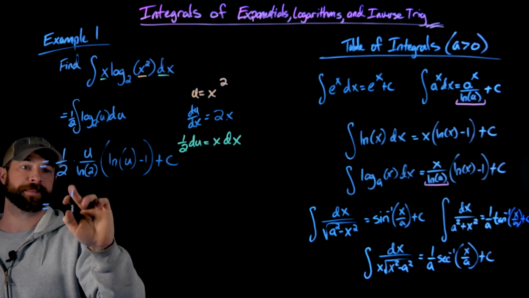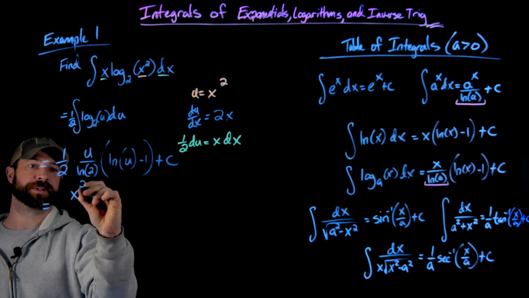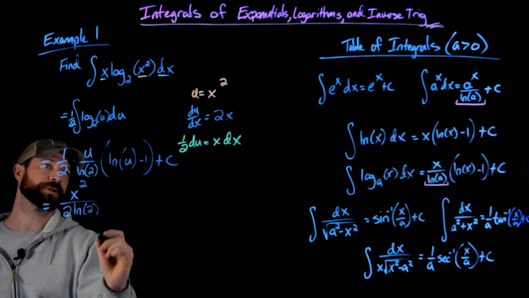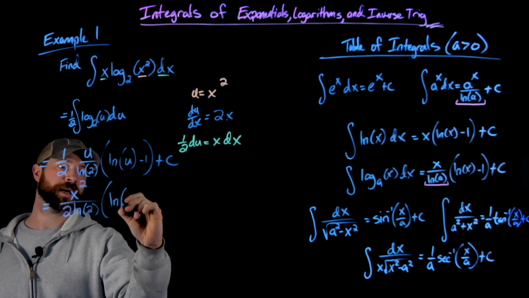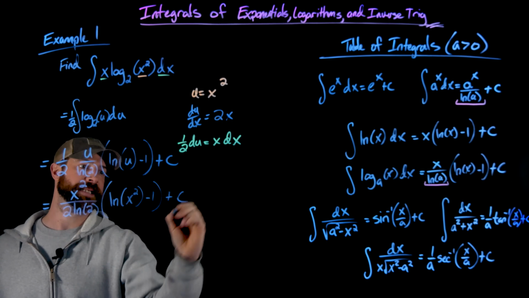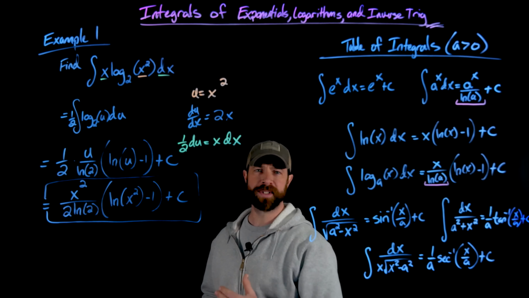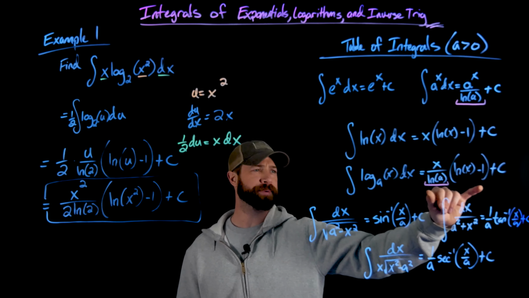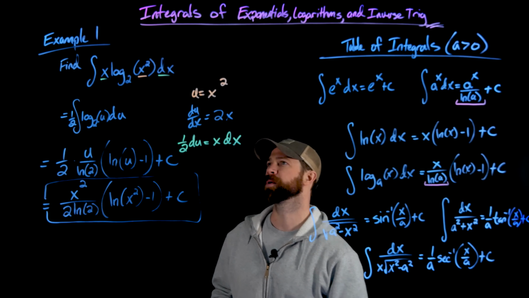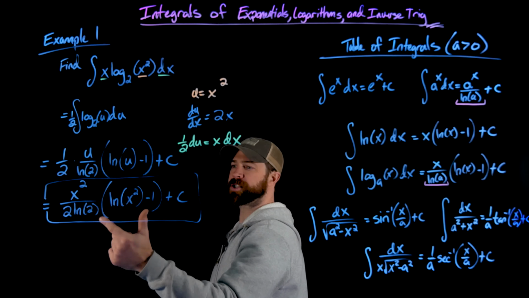So I'll clean this up a little bit. We see this is 1/2 times u, and u is x squared, so this is x squared on top over 2 natural log of 2 times the natural log of x squared minus 1, plus c. So again, there's really nothing new there. That's just using that substitution rule, using this property, which is probably the first time we've been dealing with it so far. But we've shown that the integral of this expression right here equals this.